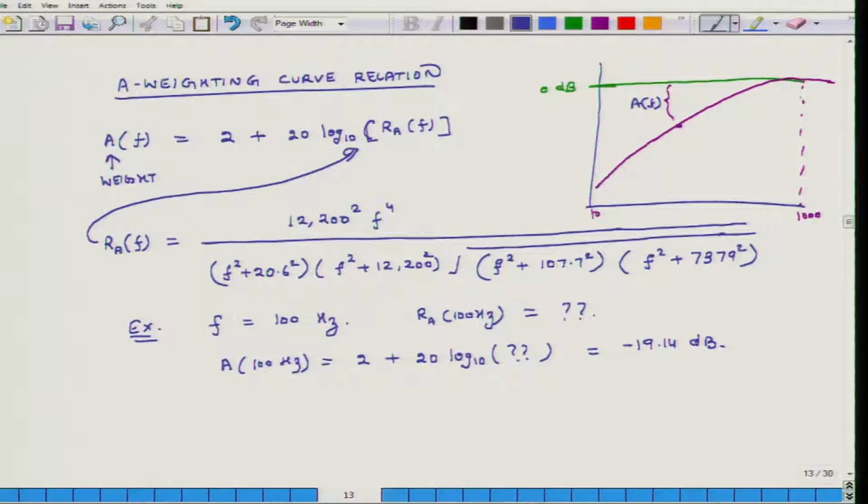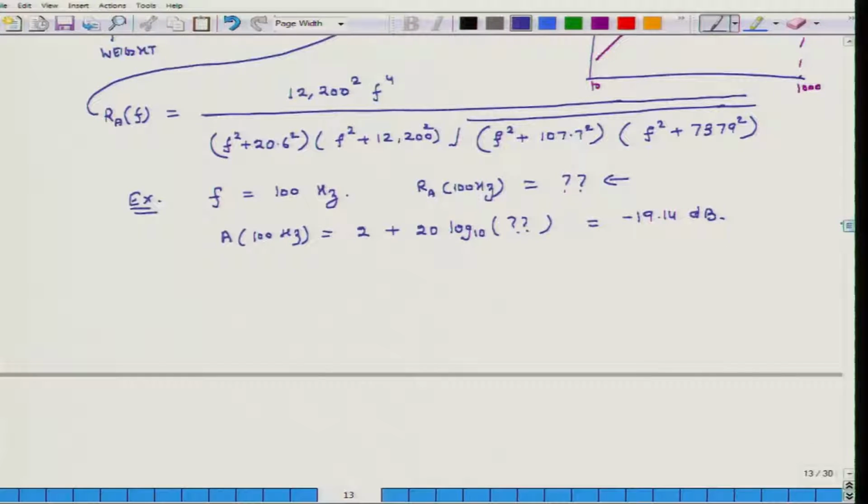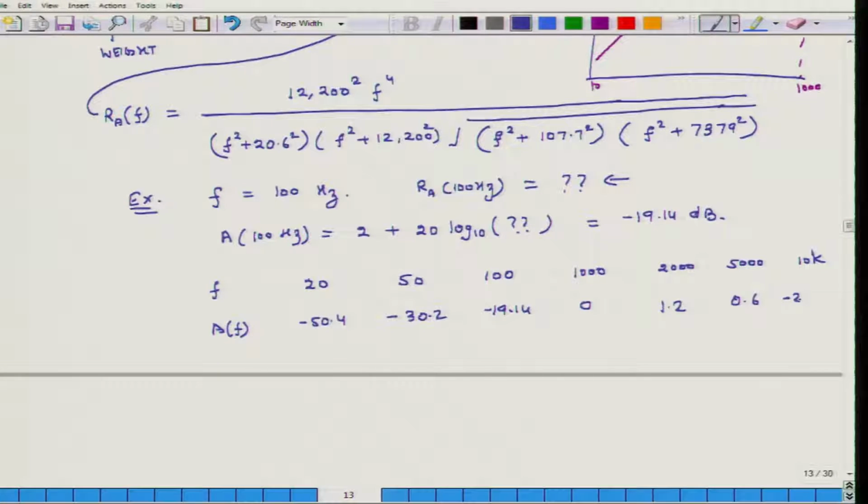I have done the math. So, what you have to find is RA, which you plug in here, and you get minus 19.14 decibels. Okay. And when I do similar numbers, let us write down at 20 hertz, 50 hertz, 100 hertz, 1000, 2000, 5000 and 10K. My AF comes to be minus 50.4, minus 30.2. At 100 hertz it is minus 19.14, at 1000 that is our reference, so it is 0 decibels, it is 1.2 decibels at 2000, 0.6 at 5000 and minus 2.5 at 10K.